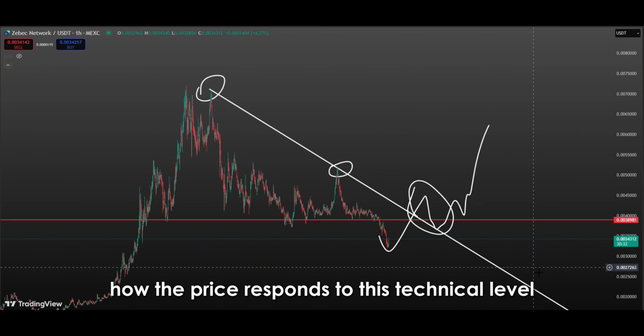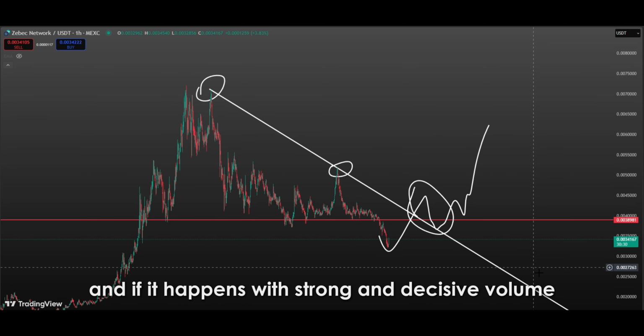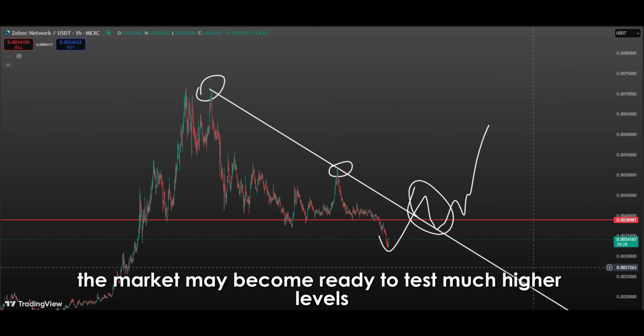Therefore, how the price responds to this technical level is extremely critical. All eyes will be on whether this important breakout occurs. And if it happens with strong and decisive volume, the market may become ready to test much higher levels.